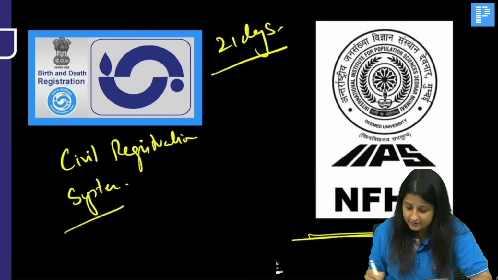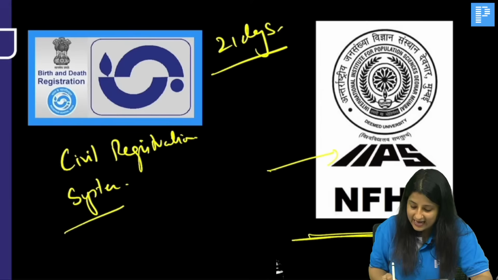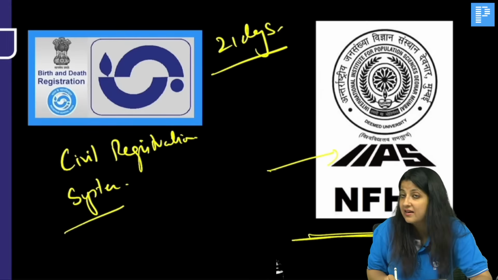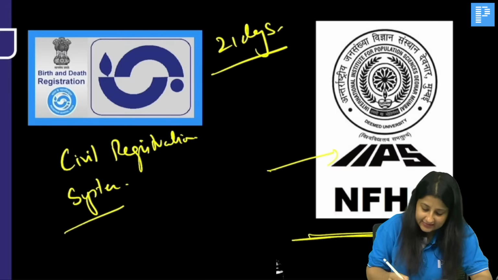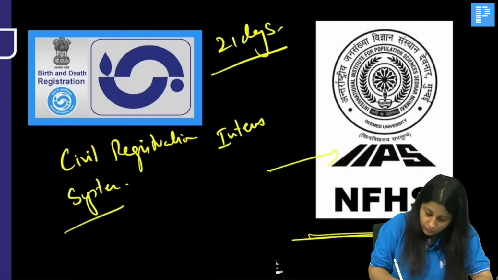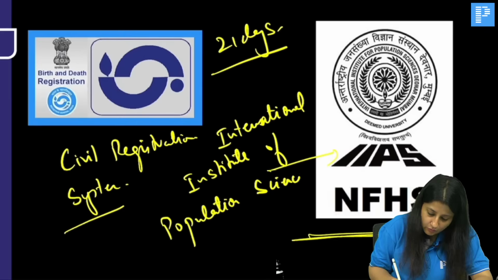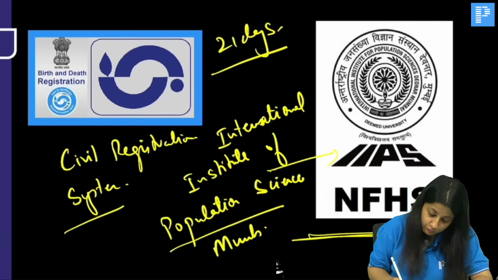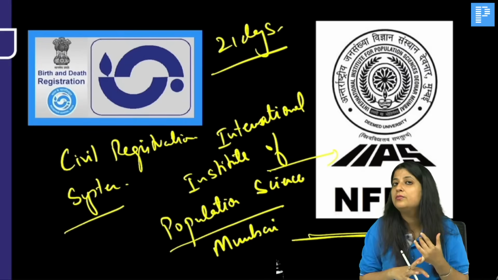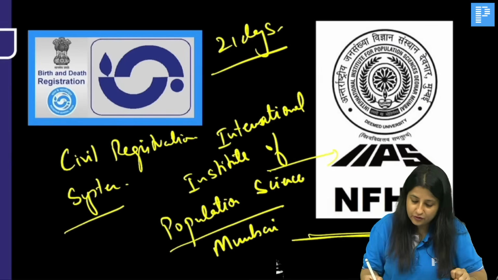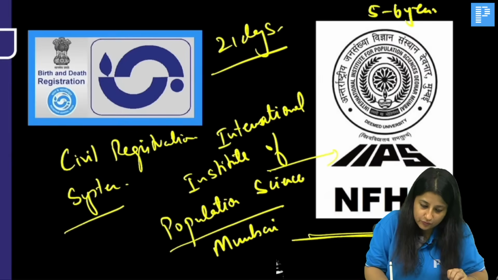And this one NFHS. Now NFHS is being conducted by IIPS, International Institute of Population Sciences. All right, the headquarter of this is in Mumbai. These both are important. We have successfully completed 5 rounds of NFHS. Okay, it is conducted once every 5 to 6 years.